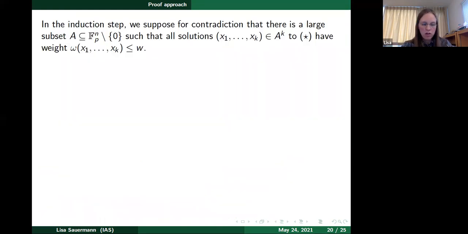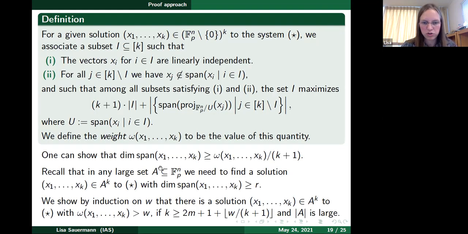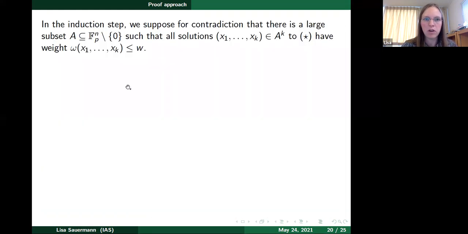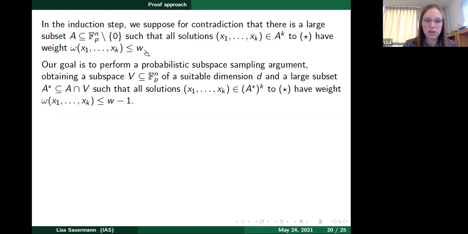Okay, so now what's going to happen in the induction step? Well, as you may have been able to guess, we do proof by contradiction. So we assume that there is a large subset A of F_p^n, say without 0, so that all solutions x1 to xk to our system have weight at most W, right? Our goal was to show that we find a solution of weight bigger than W. And so in the induction step, we want to assume that all solutions in our large set A have weight at most W. Okay, and our goal is to get a contradiction.